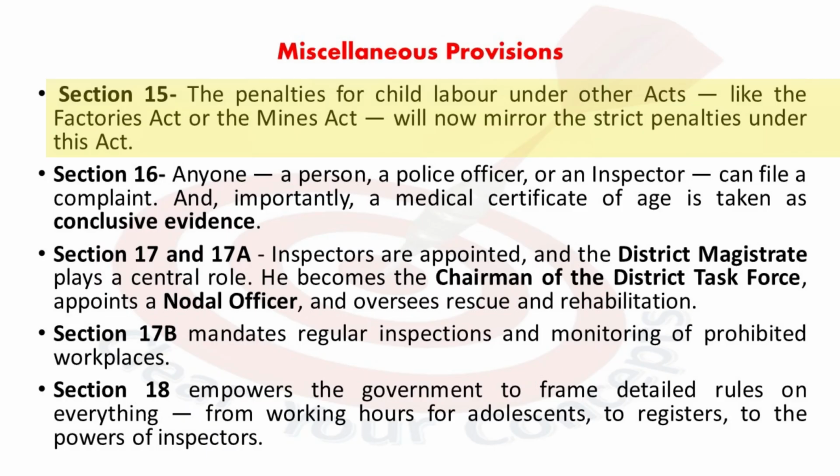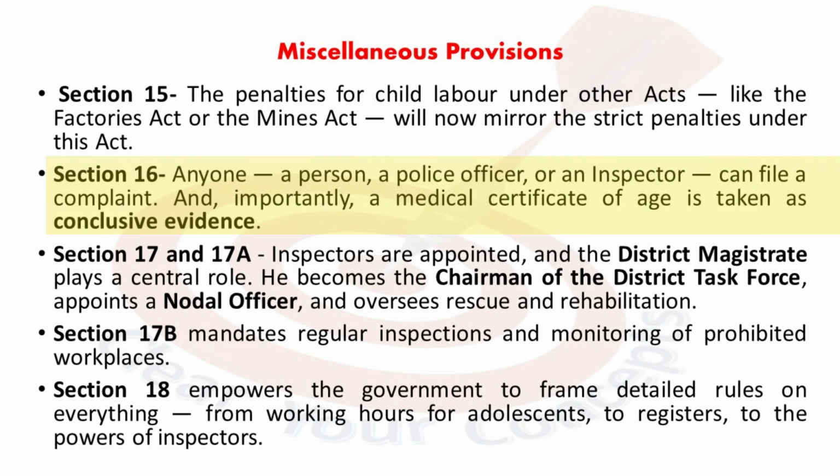Now, Section 15 ensures uniformity across laws. The penalties for child labor under other acts, like the Factories Act or the Mines Act, will now mirror the strict penalties under this act. Section 16 explains procedures. Anyone, a person, a police officer, or an inspector, can file a complaint.